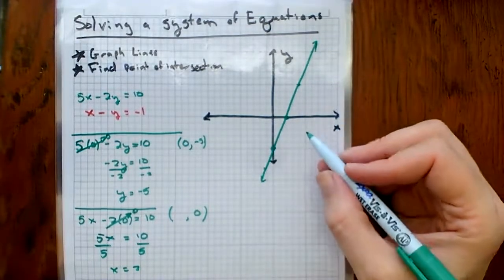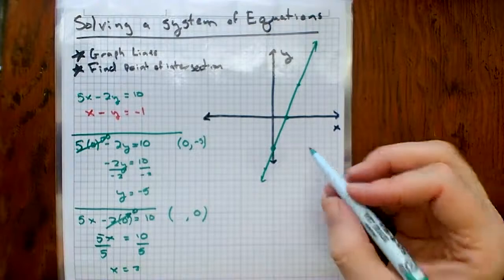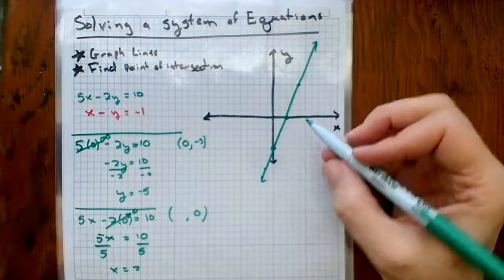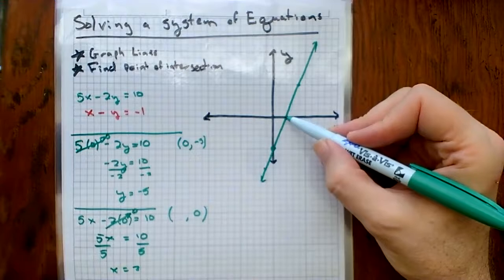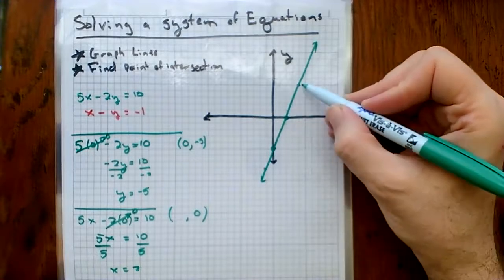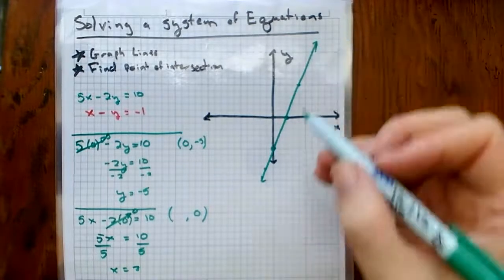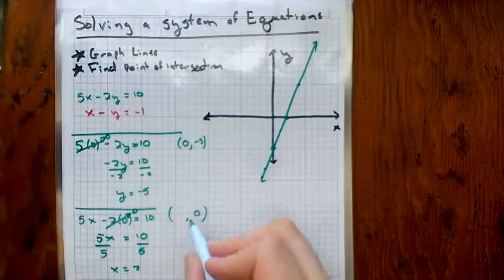The more accurate you can make that, the better. You probably saw me throwing a couple extra points on here. I just noted that I had a rise of 5 and a run of 2, so I just followed that pattern along. Rise of 5, run of 2, rise of 5, run of 2. I could figure out what my slope is.